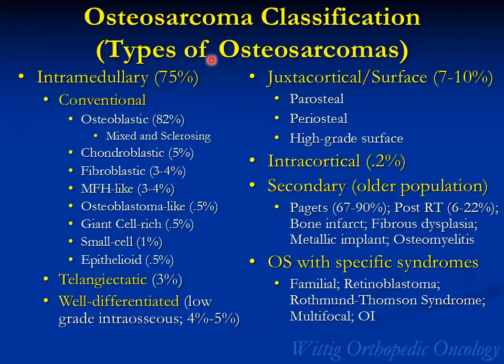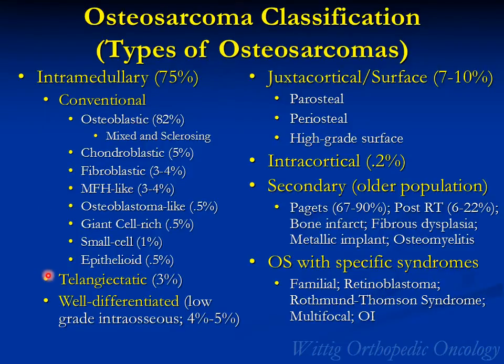These are all your different types of osteosarcomas. It's important that you actually memorize this list, or the main portions of the list. Intramedullary, juxtacortical, intracortical, secondary, and osteosarcoma with specific syndromes are all your different main categories of osteosarcomas. Your intramedullary osteosarcomas are the most common type, and out of them, your conventional osteosarcoma is the most common type of osteosarcoma that presents in usually children and adolescents between the ages of 10 and 20 years of age. Probably constitutes about 80% of all osteosarcomas.